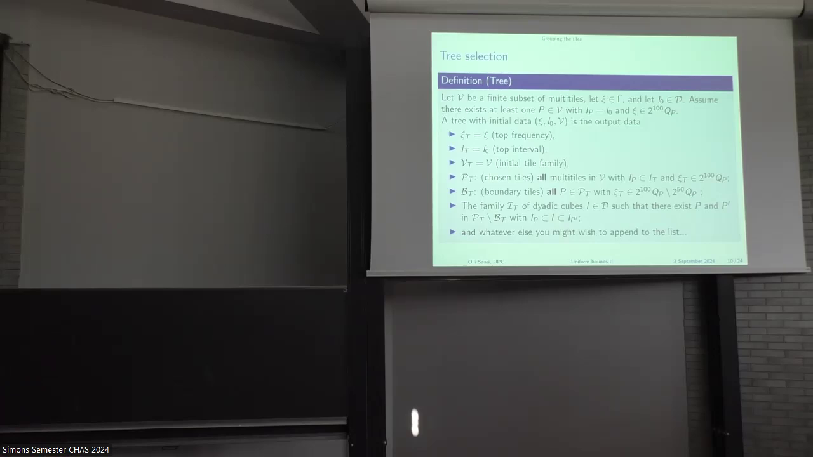We can add anything in this list that we want, but of course choosing the interesting things here is the art. So the things that we will need to refer to later are first of all the initial data itself, the top frequency, the top interval, and the initial factor. Then the first non-trivial thing is the family of tiles that this tree is supposed to take with it or exhaust.